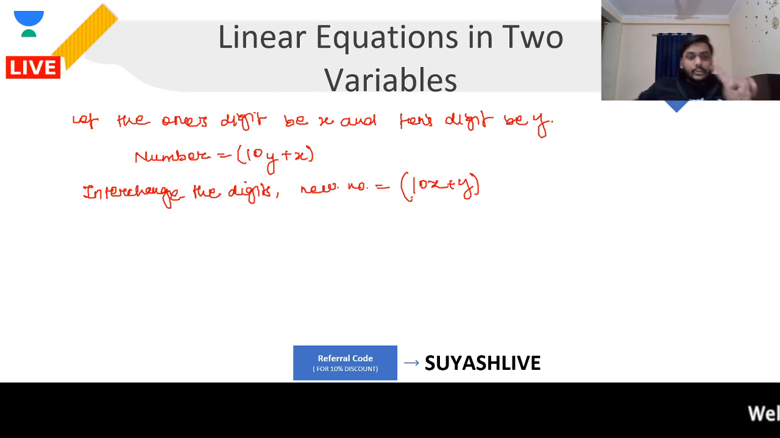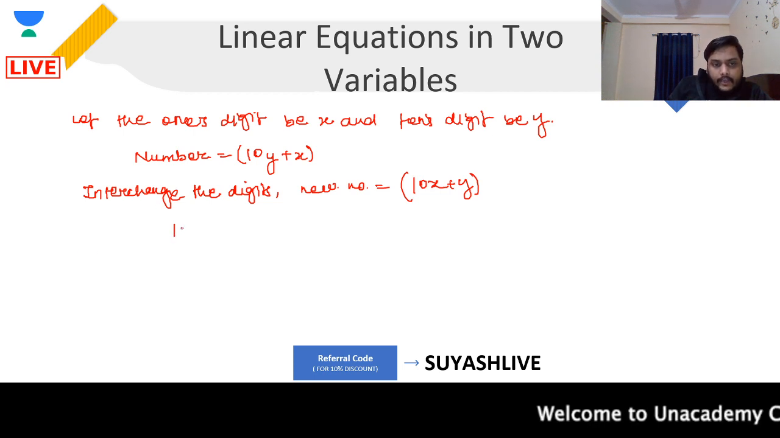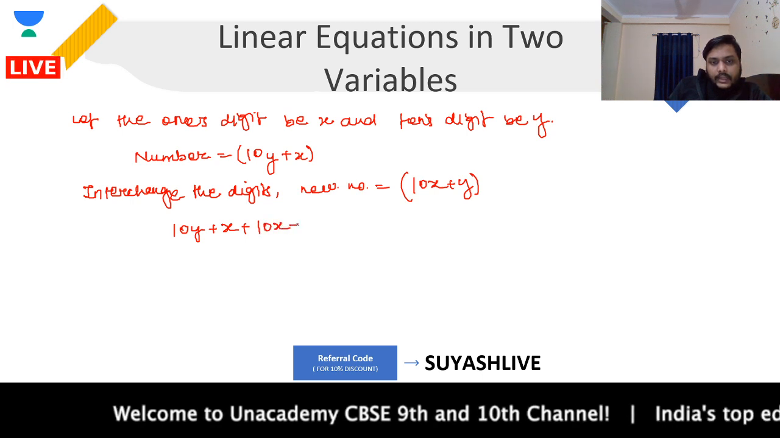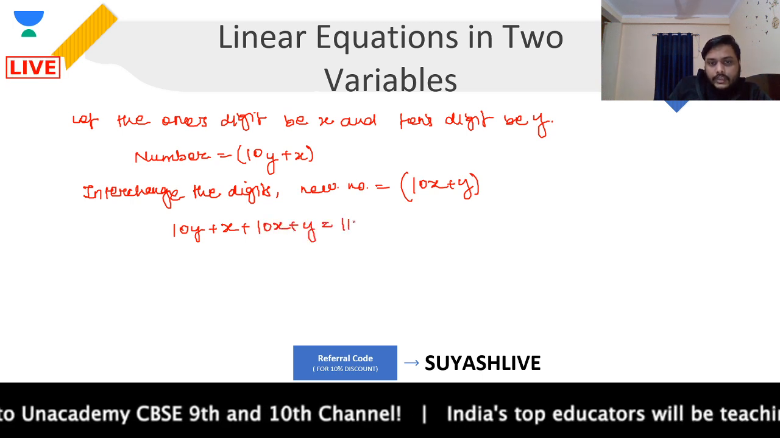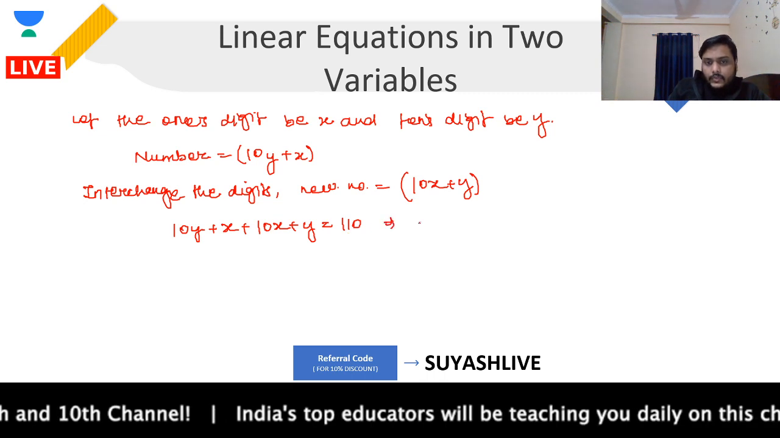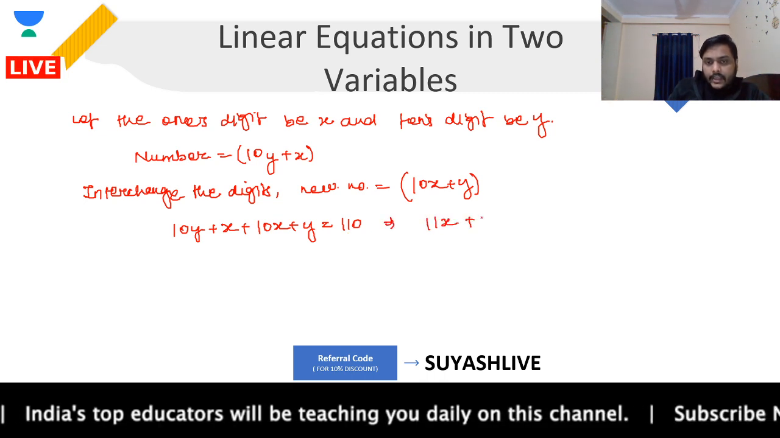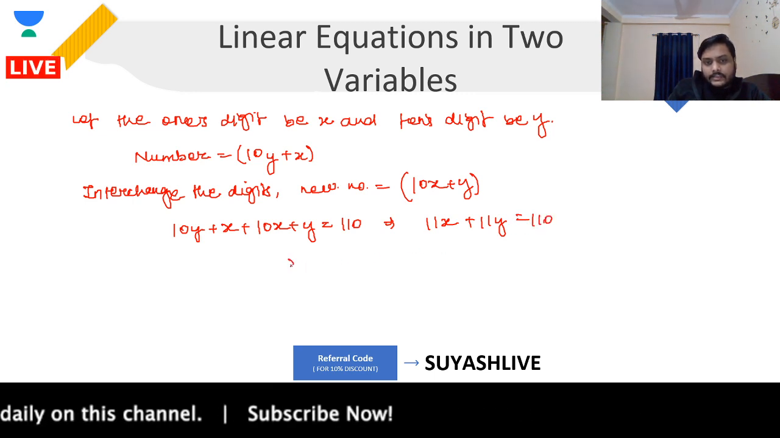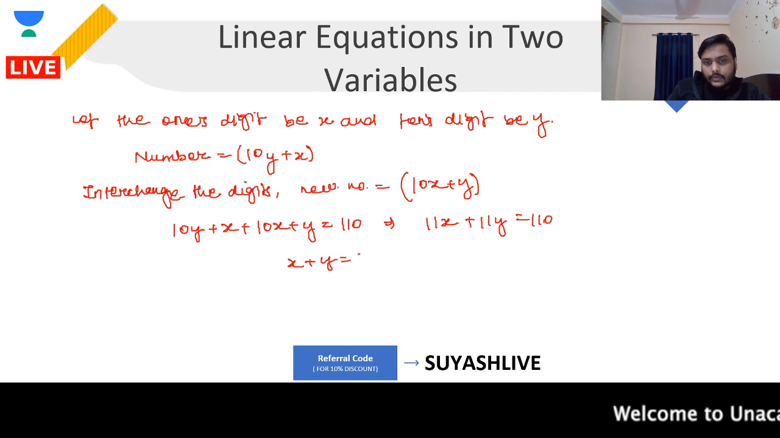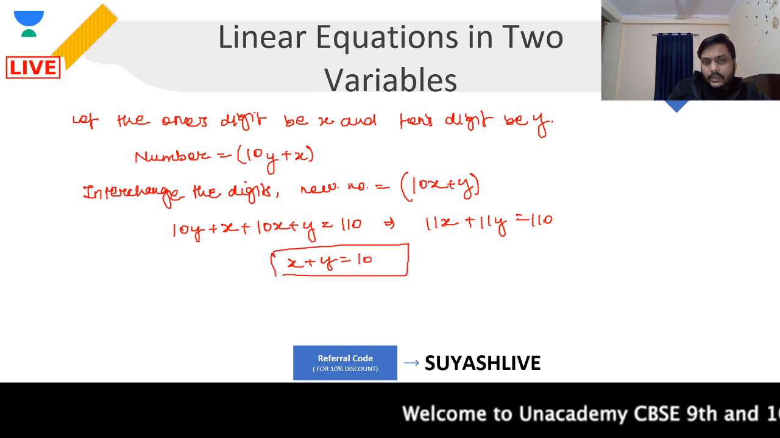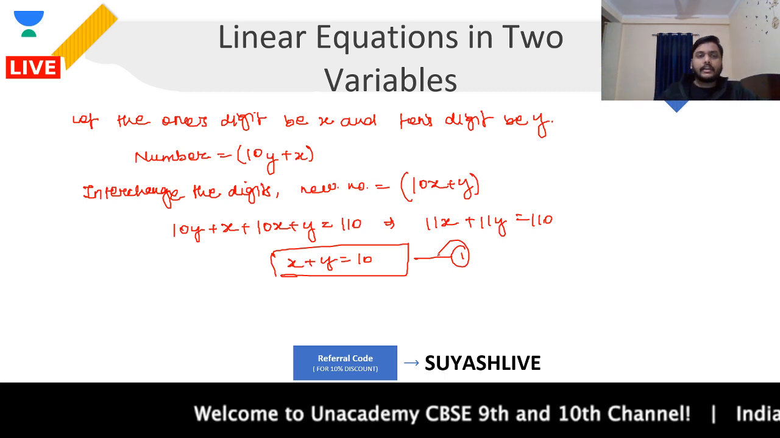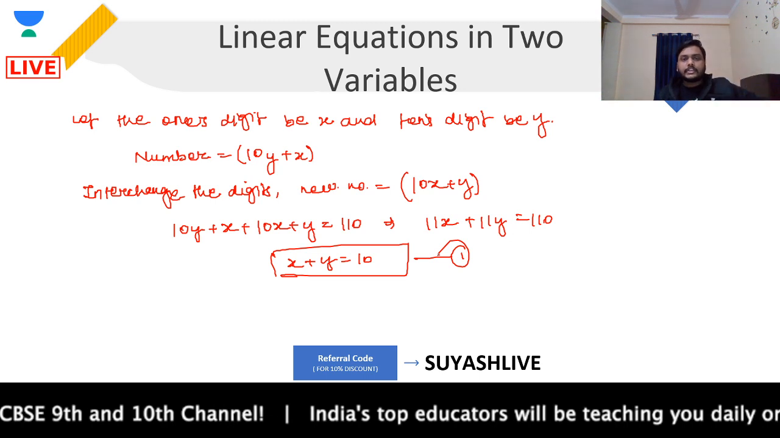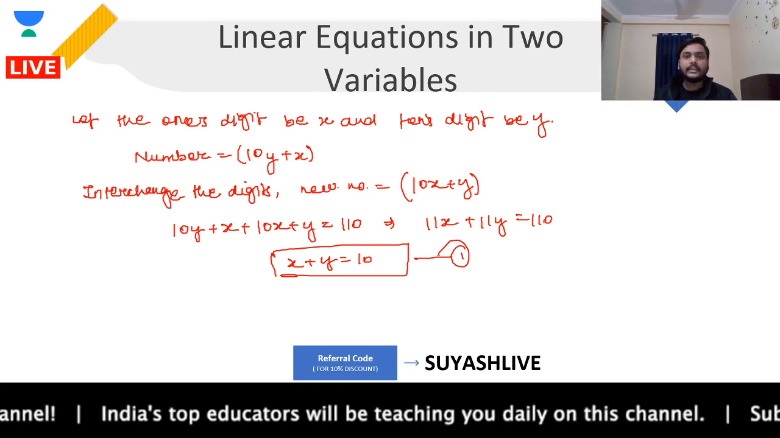What is given as the sum of these two? If I add both of these numbers, 10y plus x plus 10x plus y, this is given to me as 110. Which means 11x plus 11y is equal to 110, and this clearly signifies that x plus y is equal to 10. This is my very first equation, guys. Am I clear with this or no?